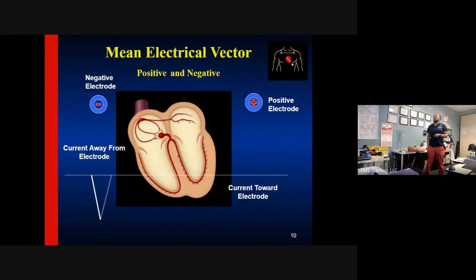So let's talk about our mean electrical vector, positive versus negative electrode. When the stimulus goes towards the positive electrode in the heart, you get a positive reflection on the EKG paper. When it goes away from the electrode, you get a negative reflection on the EKG paper. So that's how everybody's EKG can look different depending on their electrophysiology, how big their heart is, and their history.